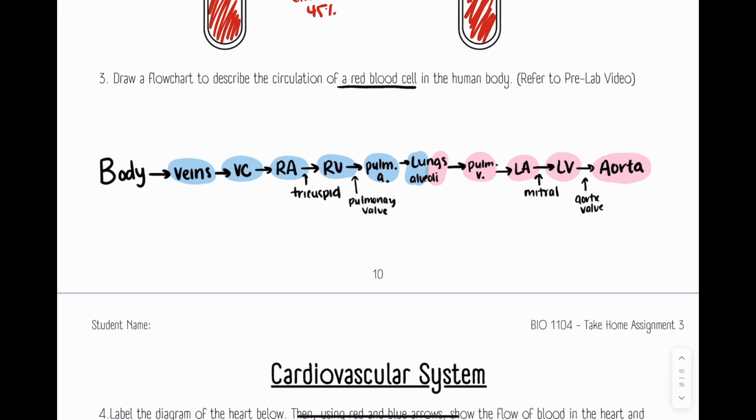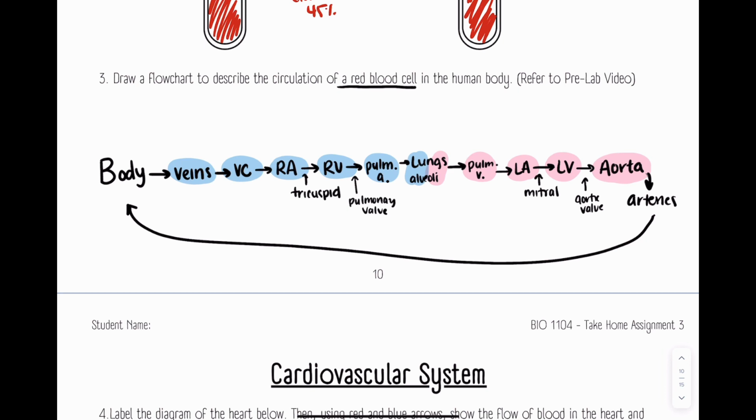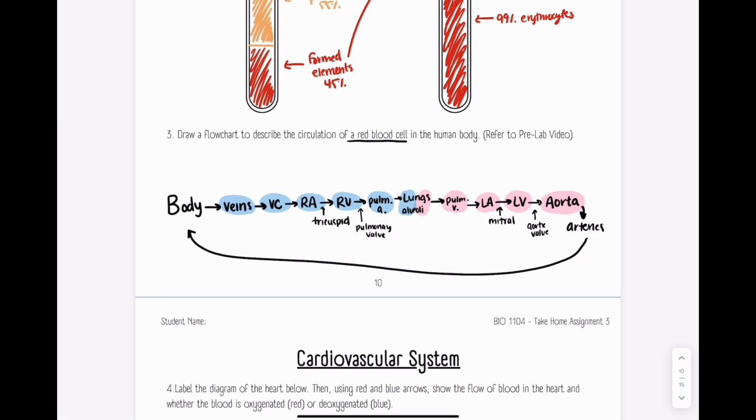I guess I could write arteries here. That kind of brings it back. You can make a flow chart however you like, but that's kind of the flow chart of circulation of a red blood cell.